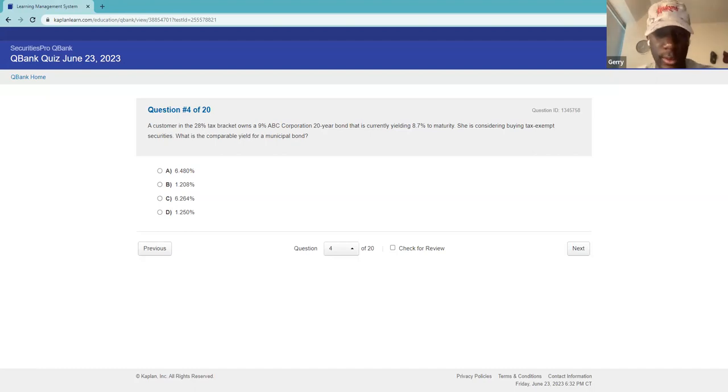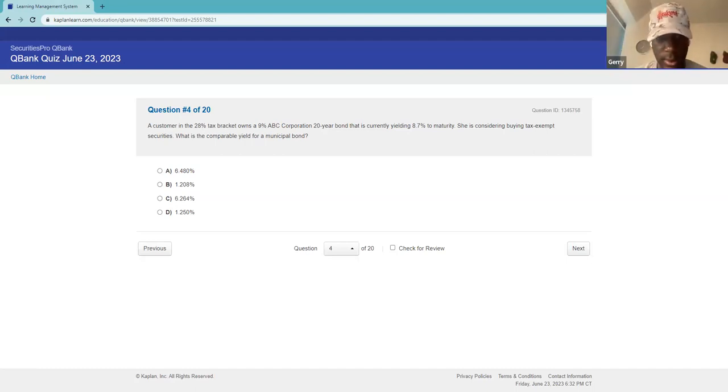So would it be 9 over 72? Well, you were on the right track. To go from taxable to tax-free, we multiply. To go from tax-free to taxable, we divide. Here we have a taxable yield, so we multiply. We're going to multiply 9% by 100% minus 28%, because 28% is what the government's taking from her.